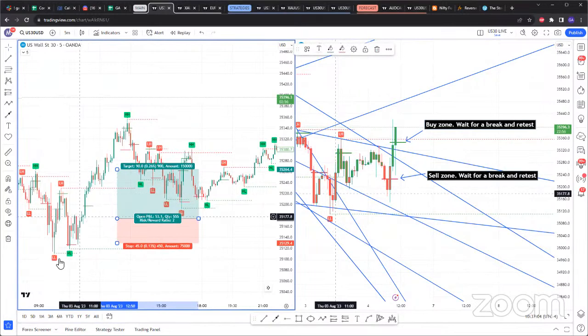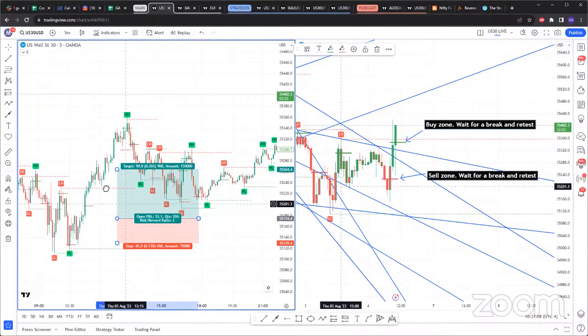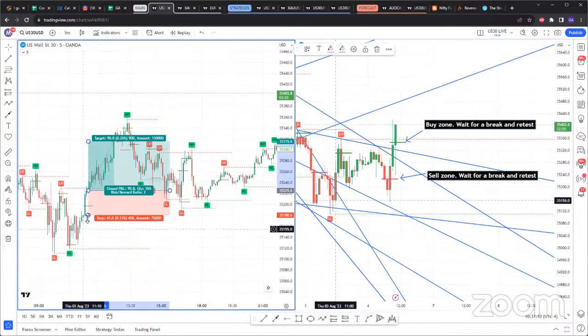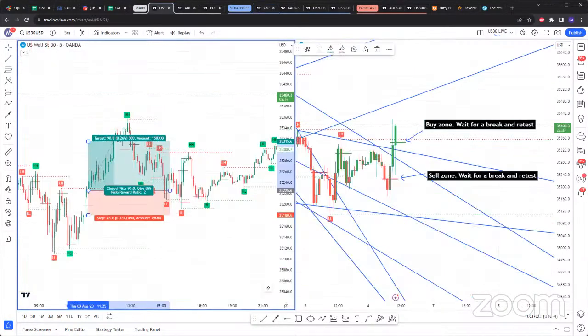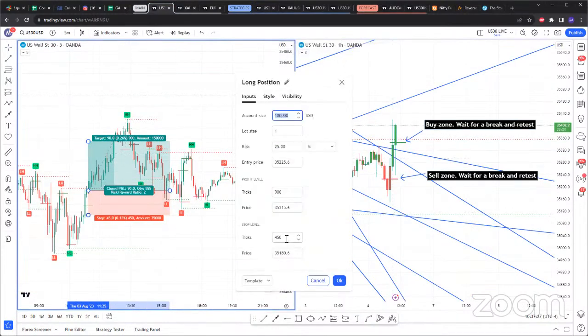Wait for a buy zone, and you can see US 30 was creating higher lows. So here, same thing, wait for the break and closure above, or break and retest of the parabolic buy zone on the 5-minute, because already on the 1 hour, it has told you that it has retested and rejected above a buy zone. Yeah, you go to the 5-minute or the 15-minute. I highly recommend the 15-minute.